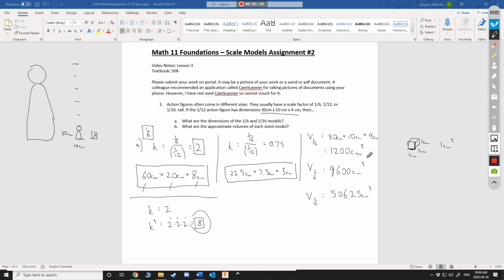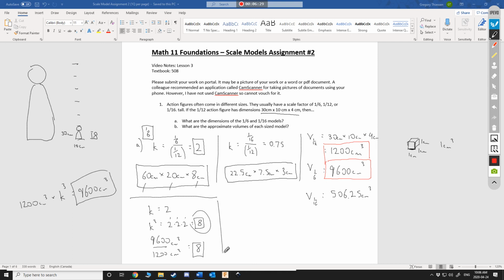If we compare this 9,600 with this 1,200, what does 9,600 divided by 1,200 equal? It equals 8. So instead of having to recalculate, all we have to do is take that 1,200 and say my scale factor is 2, so I multiply by k cubed, which is 8. We would get 9,600 centimeters cubed.